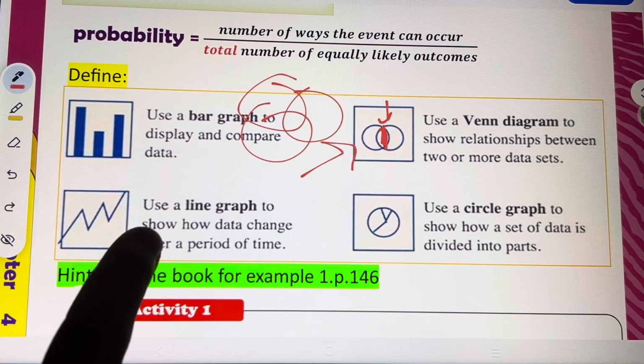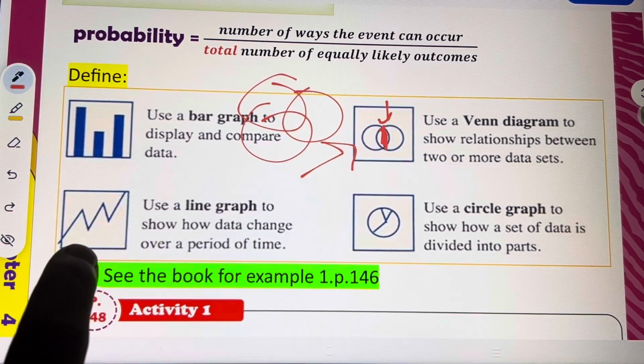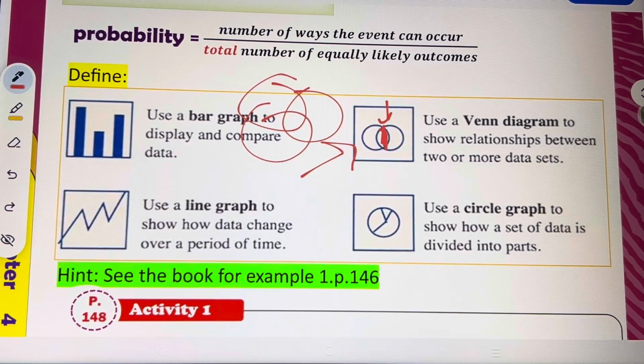Now, we've got a line graph. What is a line graph? This is how we draw a line graph. It shows how data change over a period of time. So whenever I'm talking about time, let's say I'm talking about the age of someone, I'm going to use a line graph for it.